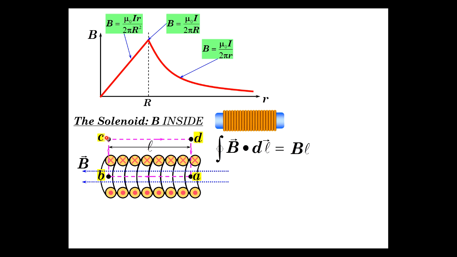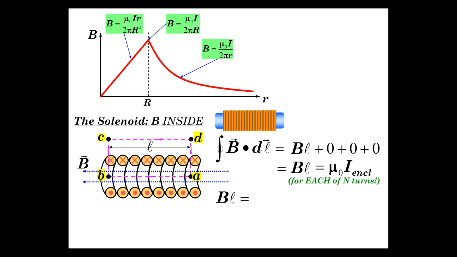Now as we go from B to C, nothing in the dot product. Out here, there's no B. This is idealized. And D to A, we're perpendicular again, no dot product. So 0 plus 0 plus 0. So we have BL, which is μ0 I enclosed. Now, the I that we're talking about here is in each one of the turns. So we have to multiply it by N turns. And that's big N.